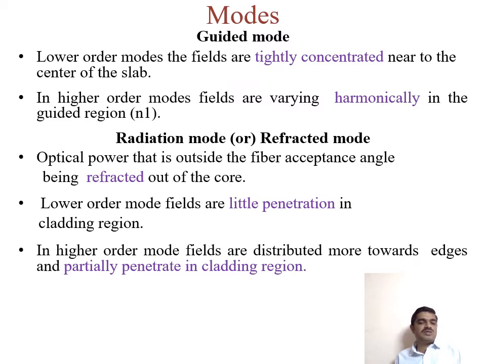Then let us look into radiation mode, or refracted mode. Optical power that is outside the fiber acceptance angle is refracted out of the core. Lower order mode fields have little penetration in the cladding region. So only a negligible amount of penetration, I mean travel, occurs in that clad region. In higher order modes, fields are distributed more towards the edges, outside the core edges, and partially penetrate the clad region. Whatever it may be, the signal penetrating the cladding region creates loss.